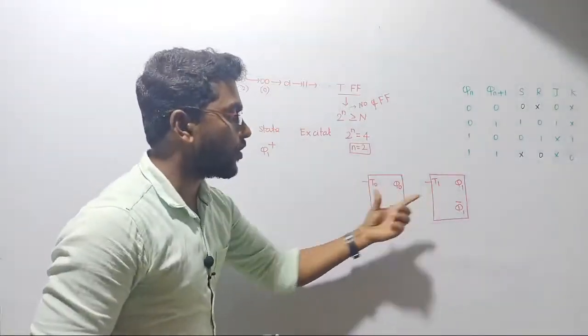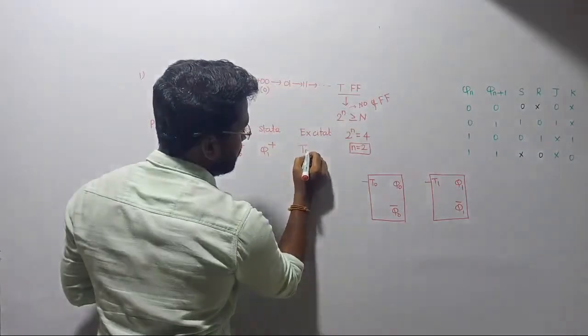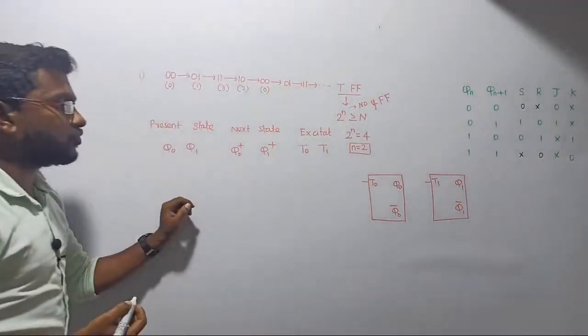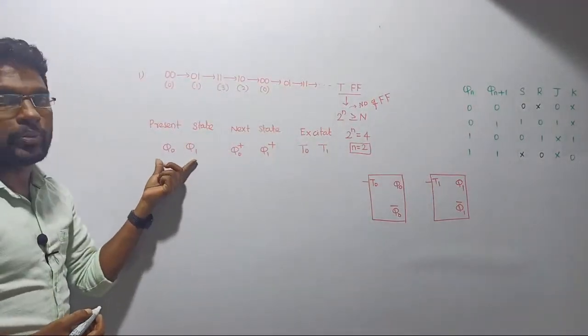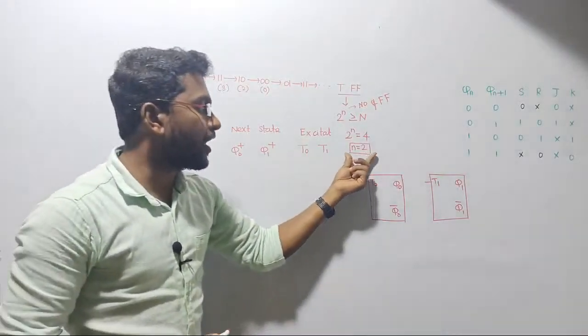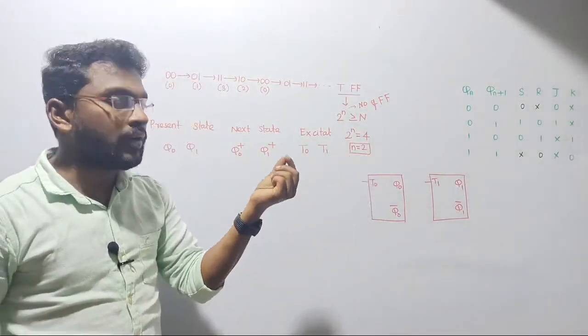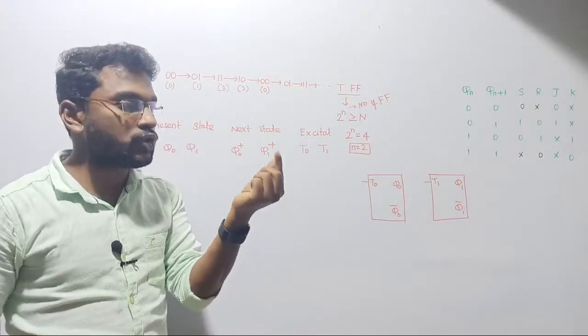How many flip-flops are we going to consider? Two flip-flops, that is T0 and T1. Carefully observe why I am taking two separate bits here. Initially I understood I am in need of two flip-flops, right? Each and every flip-flop has the capacity of storing only 1 bit.